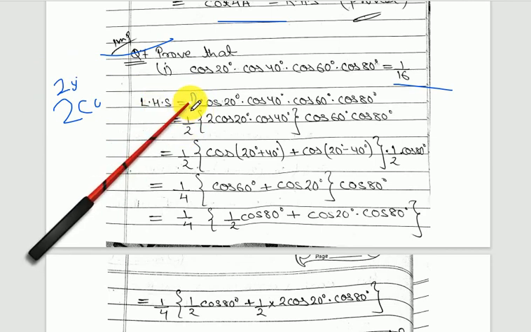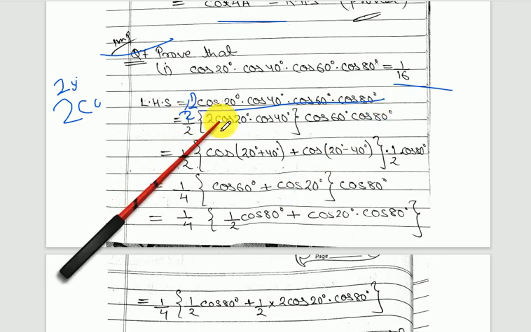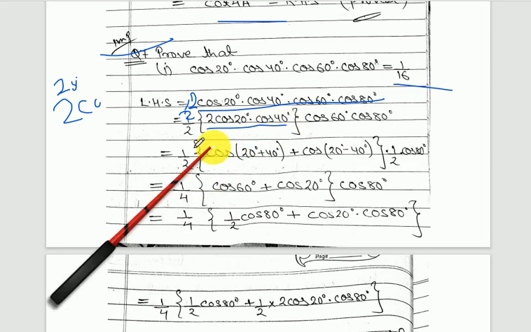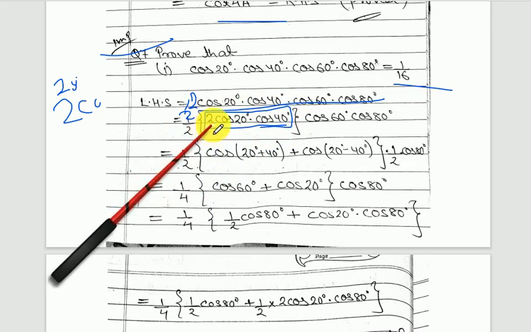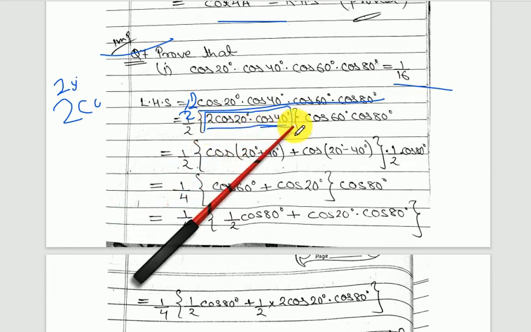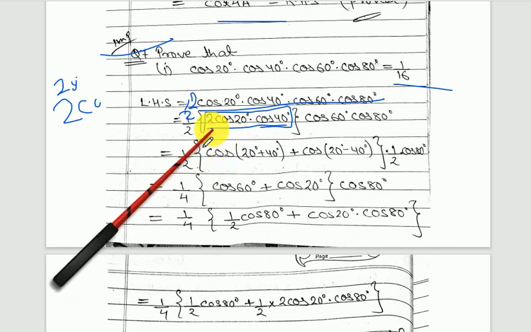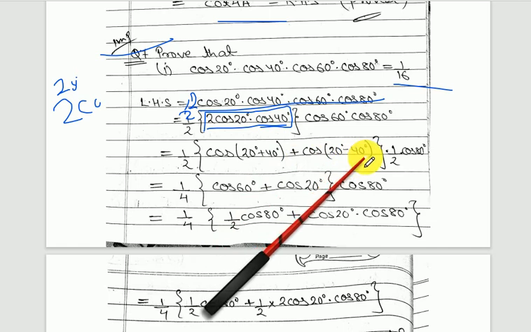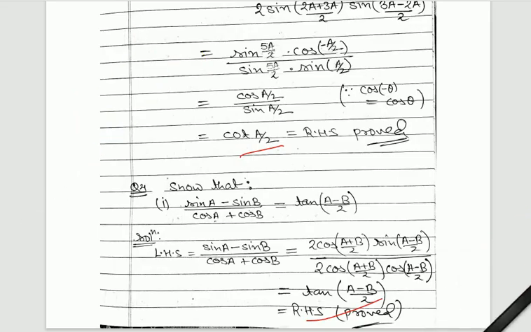So what we can do is multiply and divide by 2. Just copy your left hand side, then multiply and divide by 2. Then this can be written in this manner, and for this we have a formula. We have a formula like 2 cos a into cos b, and that will be equal to cos a plus b plus cos a minus b. So using that formula, I'll show you the formula here.